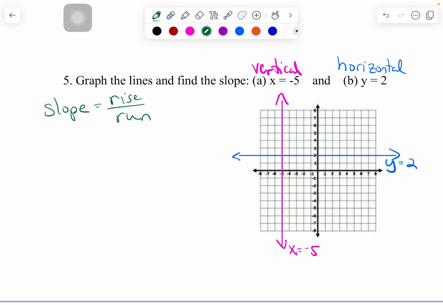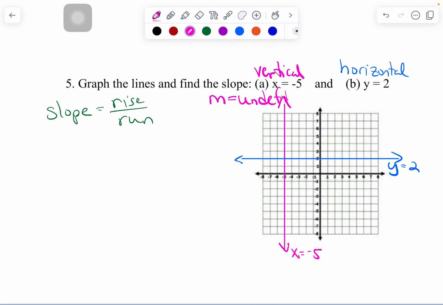So all vertical lines have a slope, and I'm going to put this in pink, okay? So m for slope is undefined. Hold on, I can't spell tonight. Undefined. Oh, I was getting it close. Okay, undefined. And that's going to happen for any vertical line. There's plenty of rise, but 0 run. So dividing by 0 is undefined. That's why it is what it is.